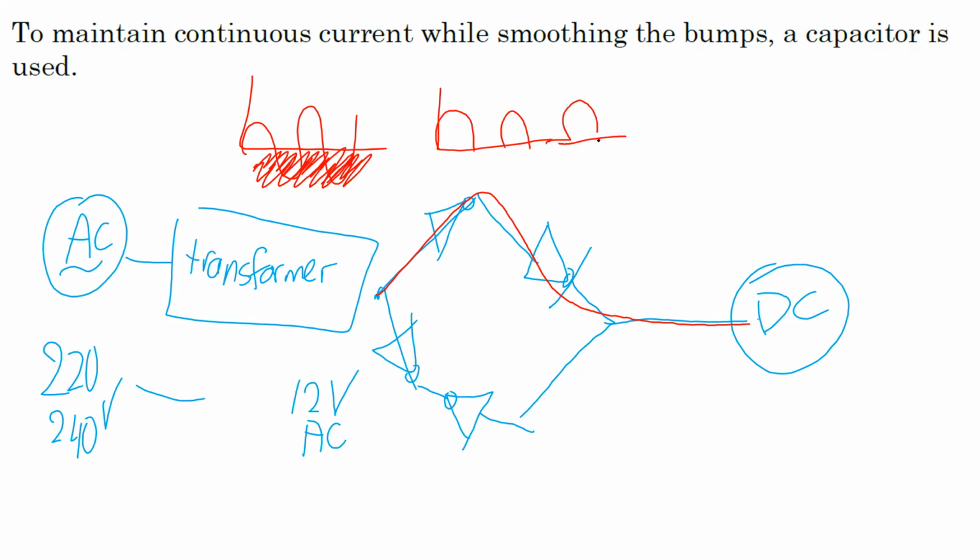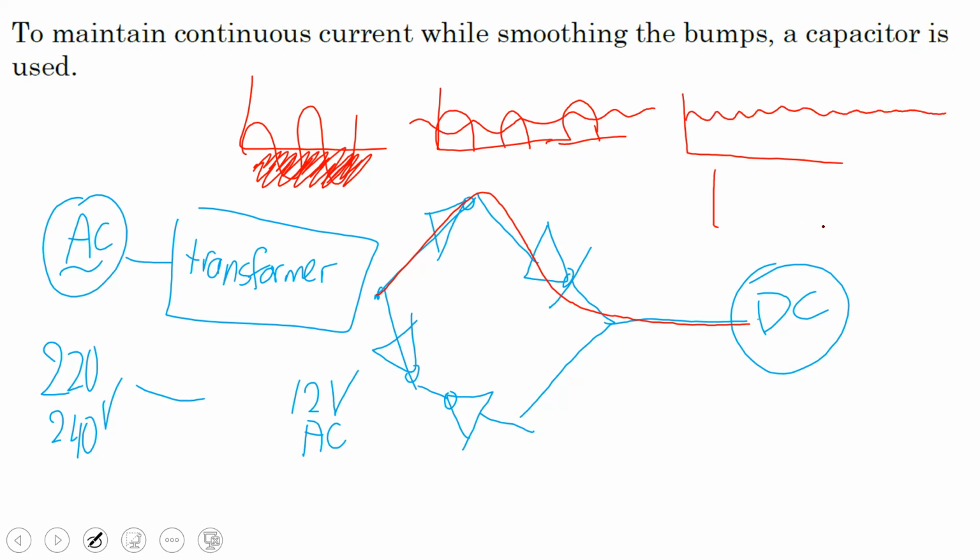So after the transformer, then the diode, then we have the capacitor. If you charge and discharge the capacitor, it makes smooth, continuous waves. This smoothing, if it continues, comes out like a direct current.